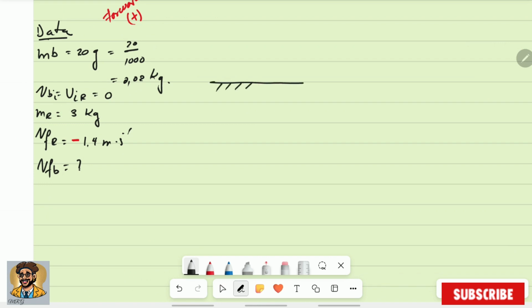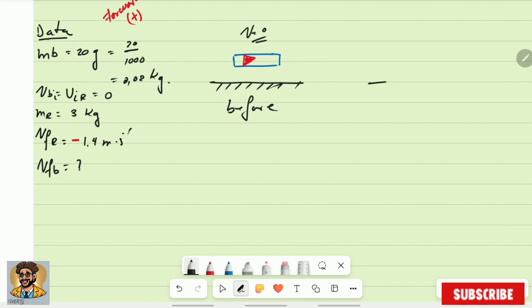So for you to get an idea, let's have before and after. Remember I told you this is important. This is before. What do you have before? You have a rifle, and there is a bullet inside the rifle. The velocity there is equal to 0. That is what you have initially. The masses are there in the data.